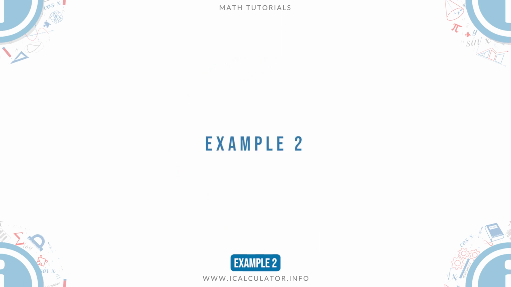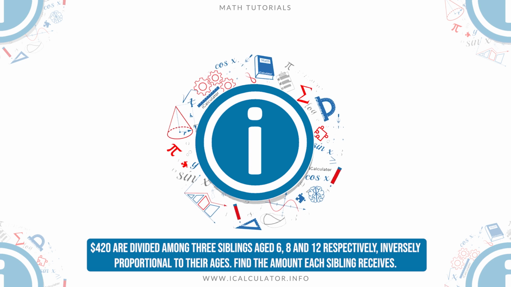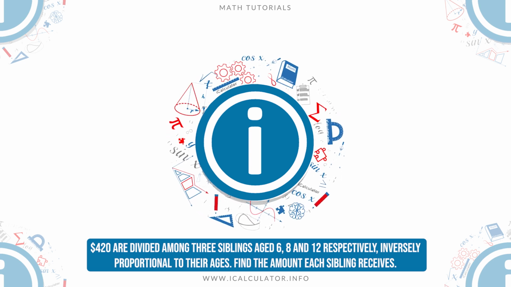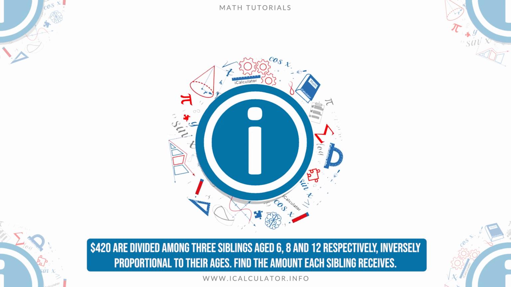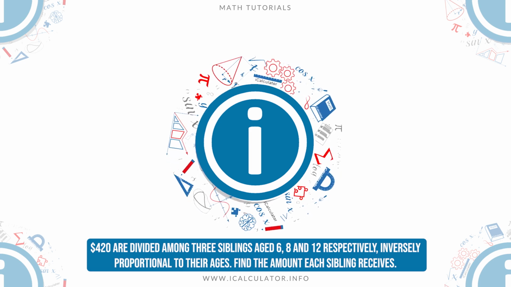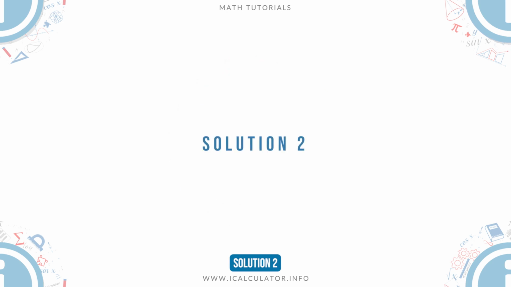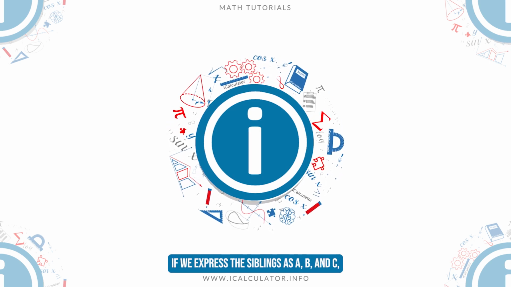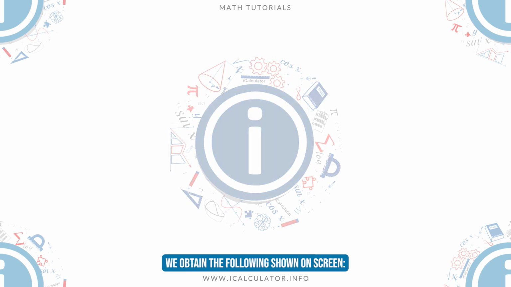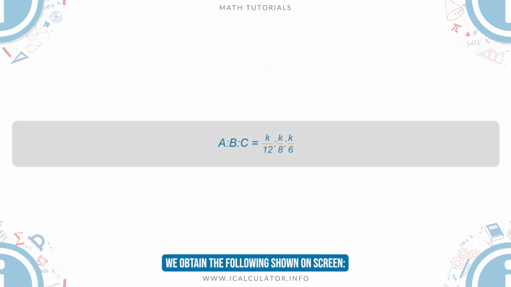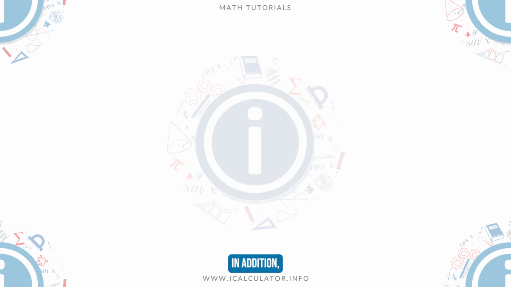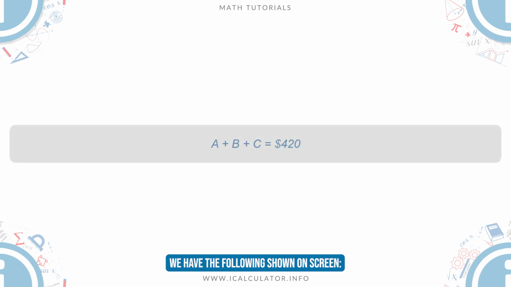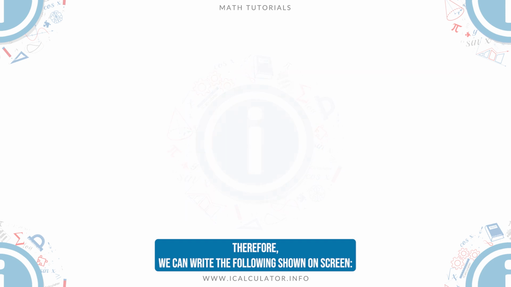Example 2. $420 are divided among 3 siblings aged 6, 8, and 12 respectively, inversely proportional to their ages. Find the amount each sibling receives. Solution 2. First, let's calculate the constant k of proportionality. If we express the siblings as A, B, and C, we obtain the following shown on screen. In addition, we have the following shown on screen. Therefore, we can write the following shown on screen.